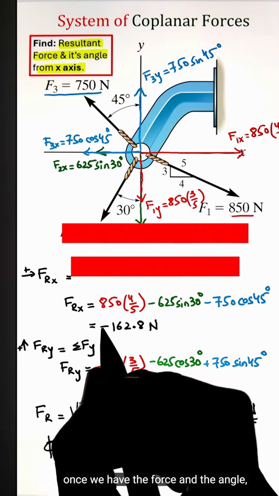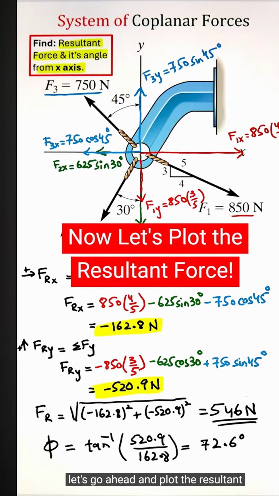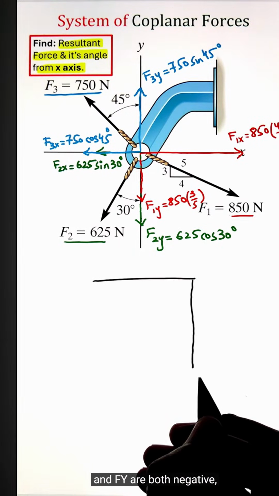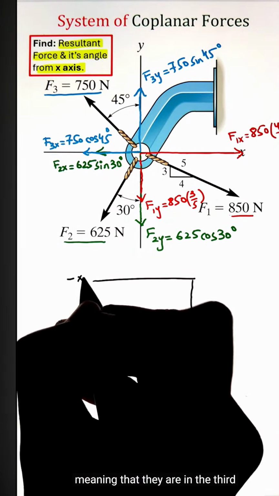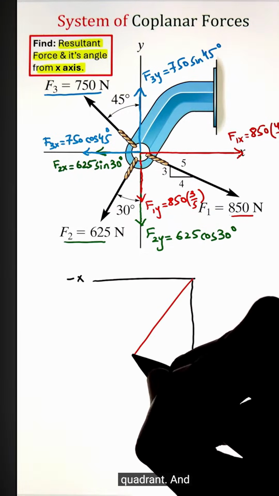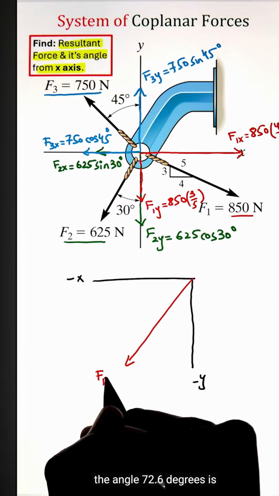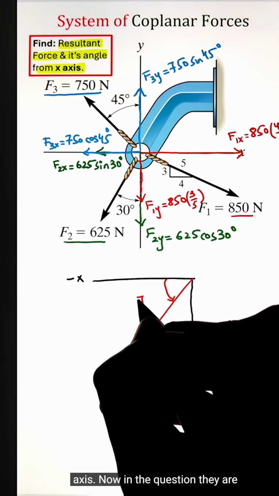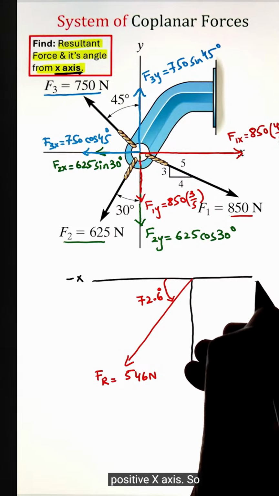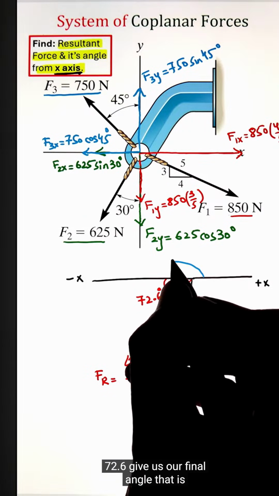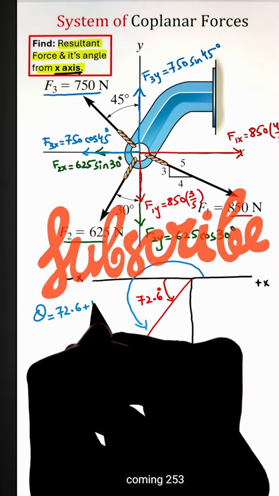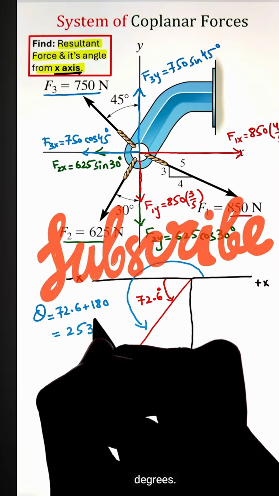Now once we have the force and the angle, let's go ahead and plot the resultant force. Here the forces Fx and Fy are both negative, meaning that they are in the third quadrant, and the angle 72.6 degrees is measured from the negative x-axis. Now in the question they are asking us to calculate the angle from the positive x-axis, so adding 180 to 72.6 gives us our final angle, that is coming as 253 degrees.